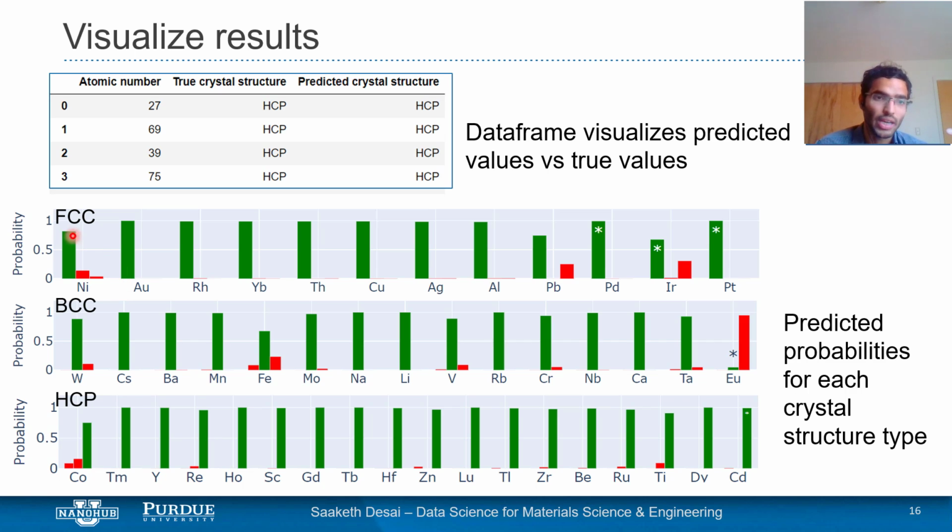So we see that for something like nickel, our network predicts the FCC crystal structure with a probability of about 70%, which means that the network thinks it's likely that nickel is an FCC crystal, which agrees with our ground truth data and agrees with our prior knowledge. And we can do the same thing for BCC and HCP materials, and we see that we get it right most of the times. There are a few outliers here, but our neural network is pretty good at predicting the crystal structure of single elements given atomic information.